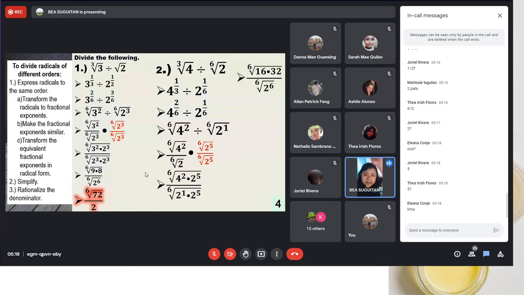So, let us simplify that. Papunta tayo sa taas. Okay, so it will be 6 root of 16 times 32 all over 6 root of 2 raised to 6. So, this will now be 6 root of 512 over 6 root of 2 raised to 6. Okay, yung 512, baka may nalilito. That came from multiplying 16 times 32. So, we factored 512 by 64 times 8. Ma'am, bakit po 64 times 8? Okay? Bakit po natin finactor si 512 into 64 and 8?